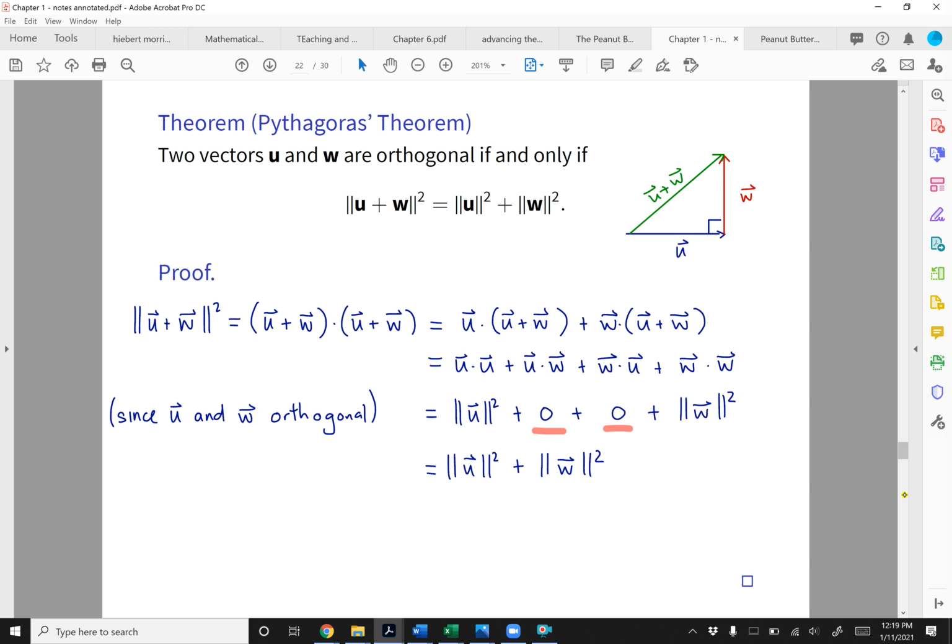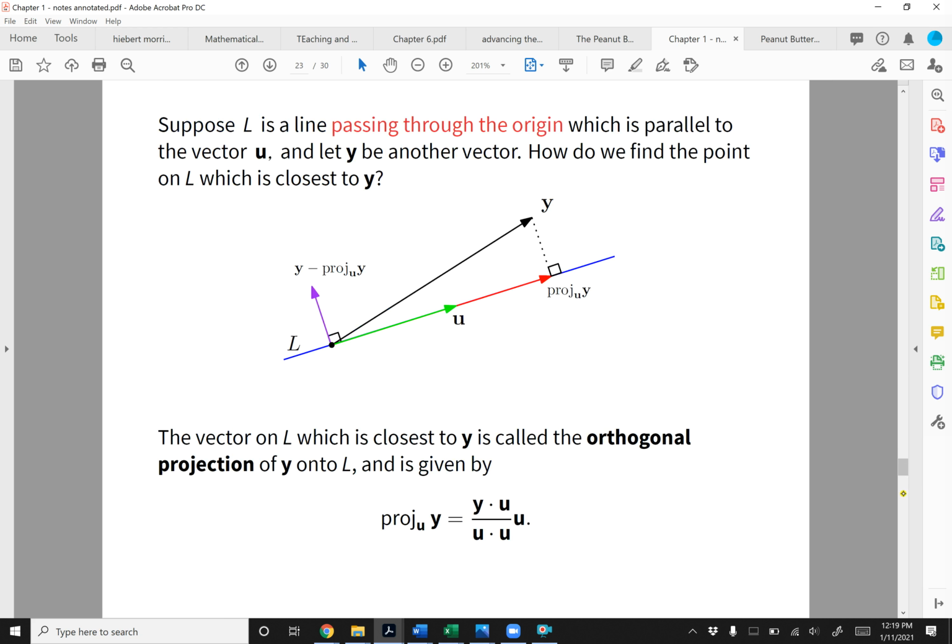It's a quick slide on how to write the Pythagorean theorem with the notation that we've used. I'm not going to spend much time on this. You can come back and look at this carefully. So this is another one of the big ideas in this section, really important techniques that we use. The big question is, if we have two vectors, the green one that's u and this black one that's y.